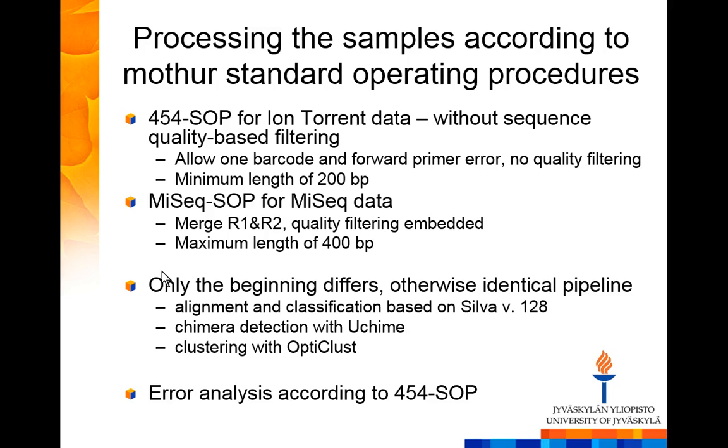So I use the Silva database for alignment and classification, which, according to Pat Schloss, the maker of mothur, is the best one. I did chimera detection and removal with UCHIME that is used in the 454 SOP. Here, I think in the SOP they use a different tool, but I thought that I should use the same. And I did clustering with OptiClust, which is the newest clustering method.